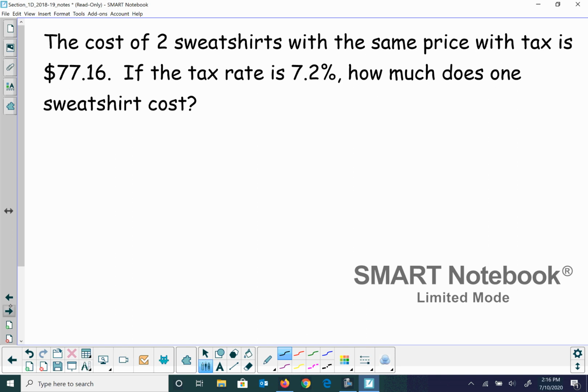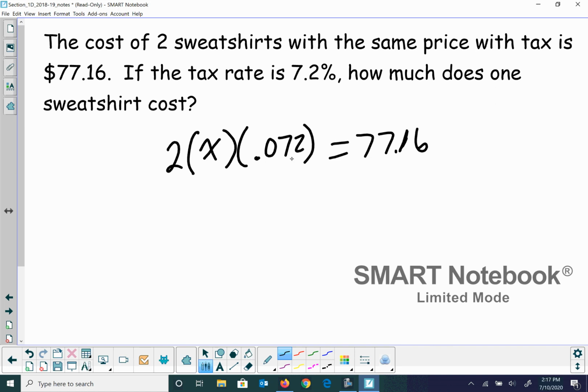All right. The cost of two sweatshirts at the same price with a tax is $77.16. If the tax rate is 7.2%, how much does one sweatshirt cost? Okay, so this person bought two sweatshirts. So let's kind of embed this a little bit. We know that they paid $77.16. So of those two sweatshirts, there's a certain amount of money and a certain tax rate.